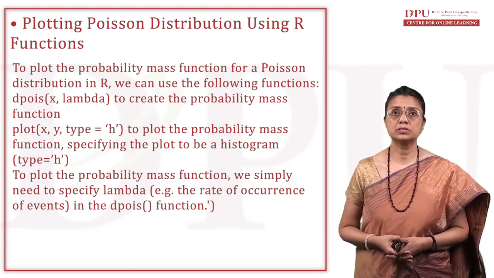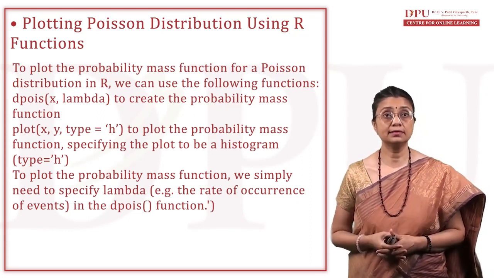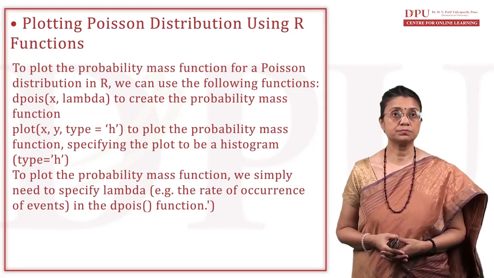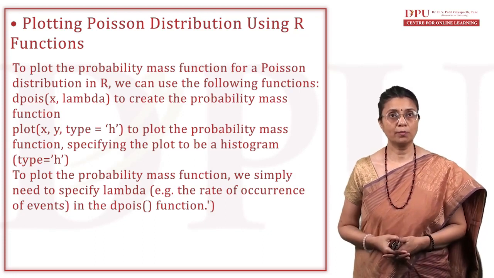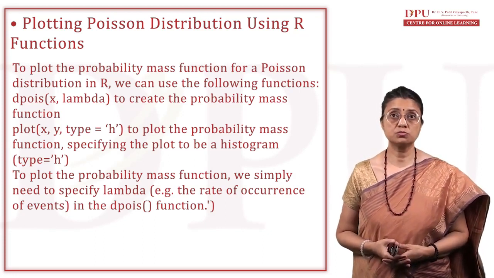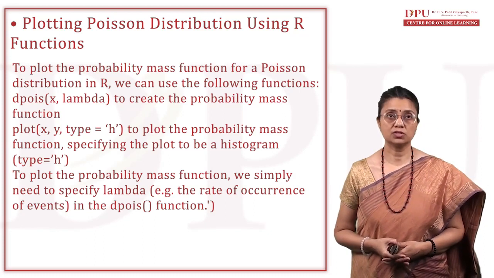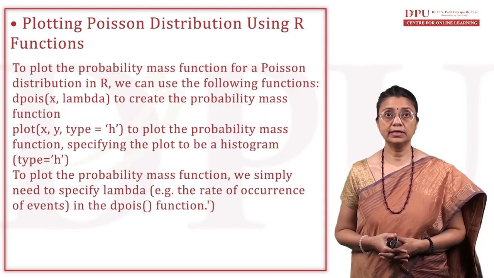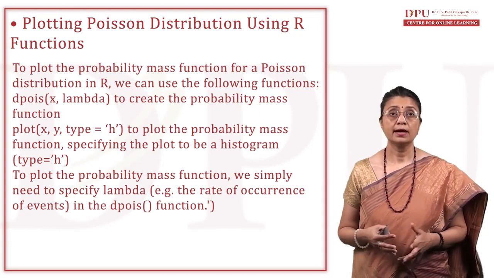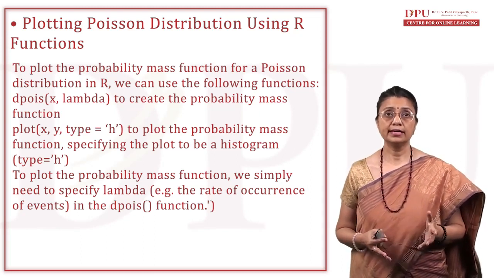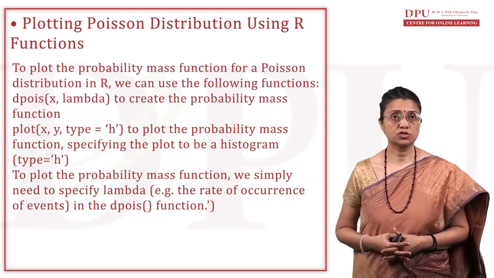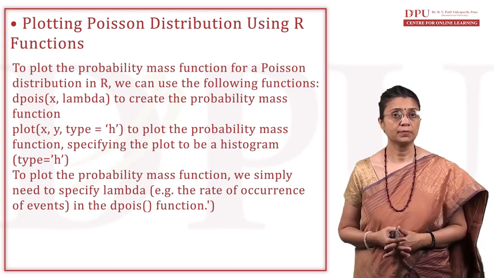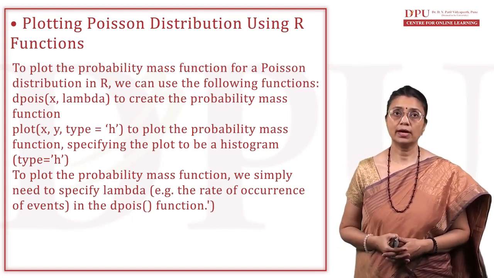The only prerequisite is that we understand the basic functions and the basic concept of Poisson distribution. To plot the probability mass function for a Poisson distribution in R, we can use the function dpois(x, lambda) to create the probability mass function. After that, we have plot(x, y, type = "h") to plot the probability mass function, specifying the plot to be a histogram. So in that case, type equals h.